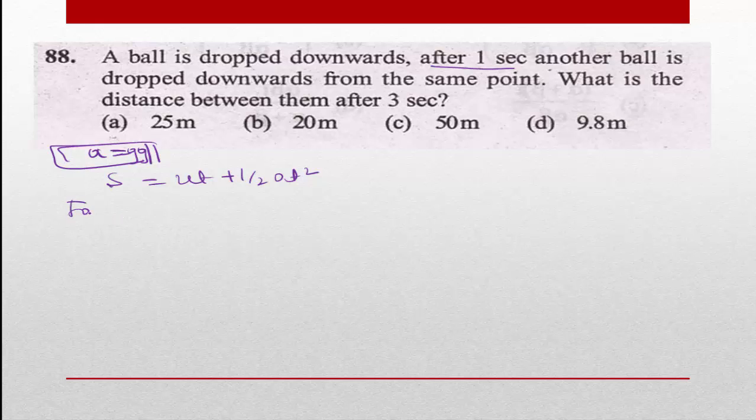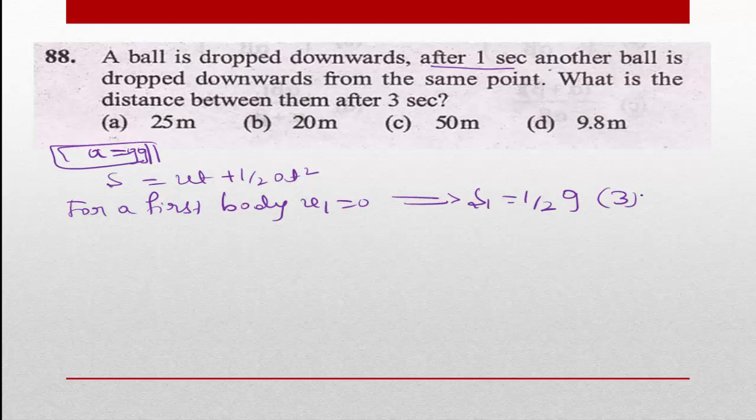For the first body, U1 is equal to 0. Therefore, S1 equal to 1 by 2 into G, and the time is 3 seconds. 3 whole square, we get S1 equal to 1 by 2 into G into 3 square, the value is 9. A ball is dropped downwards.